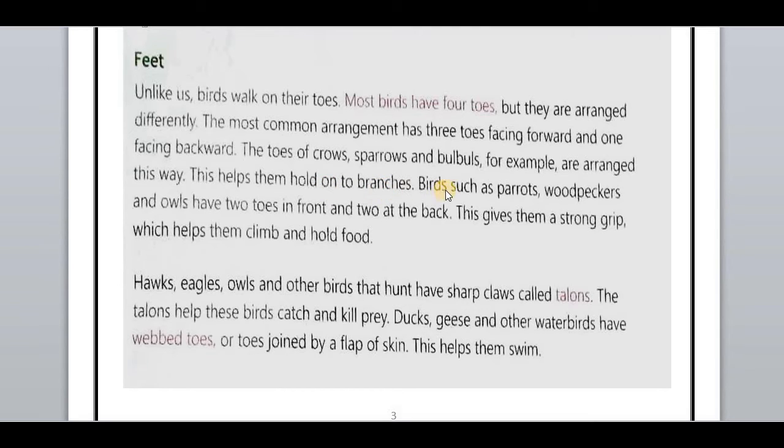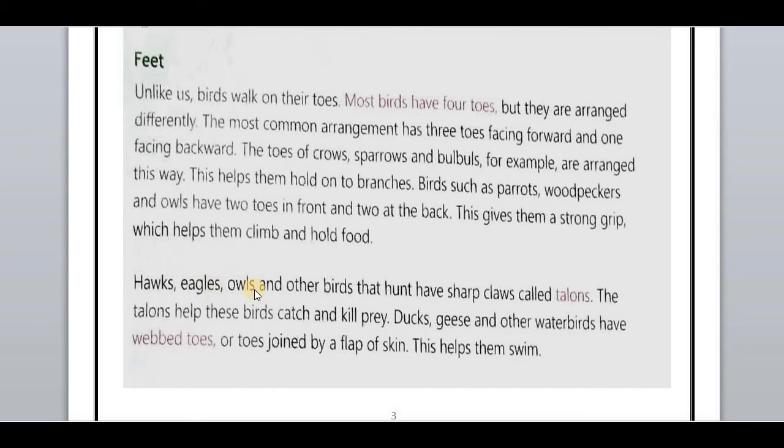Clear? Birds such as parrots, woodpeckers and owls have 2 toes in front and 2 toes at back, and their toes give them a strong grip which helps them to climb and hold food.